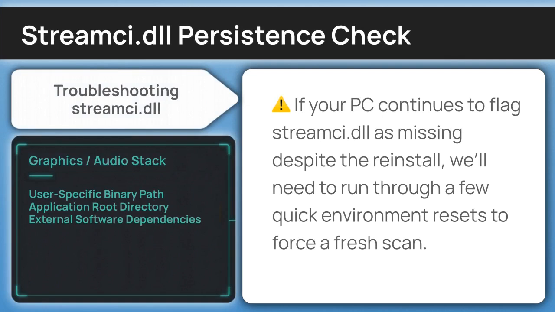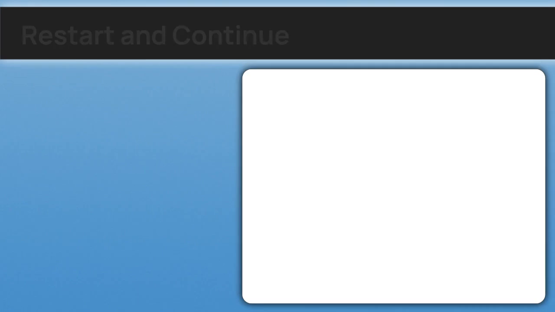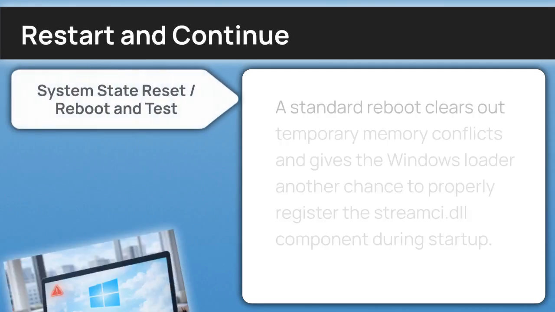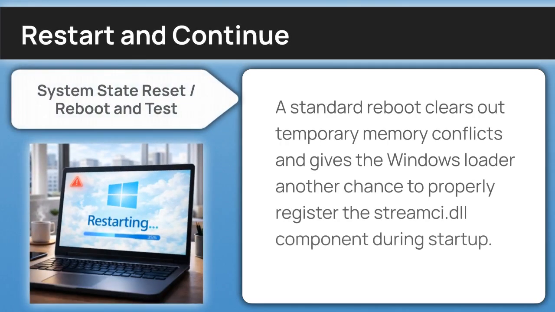handles current session configurations. Performing a restart can determine if the error is just a transient environment glitch. A reboot refreshes your system's path variables and can sometimes reestablish a broken link to the Streamci library file.